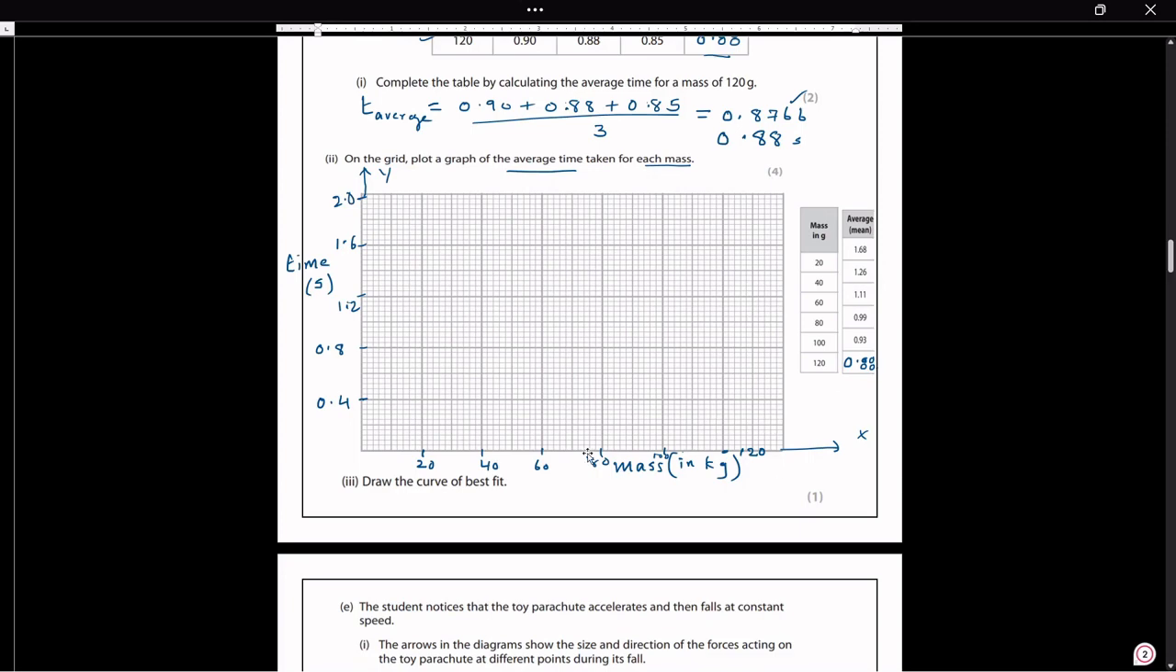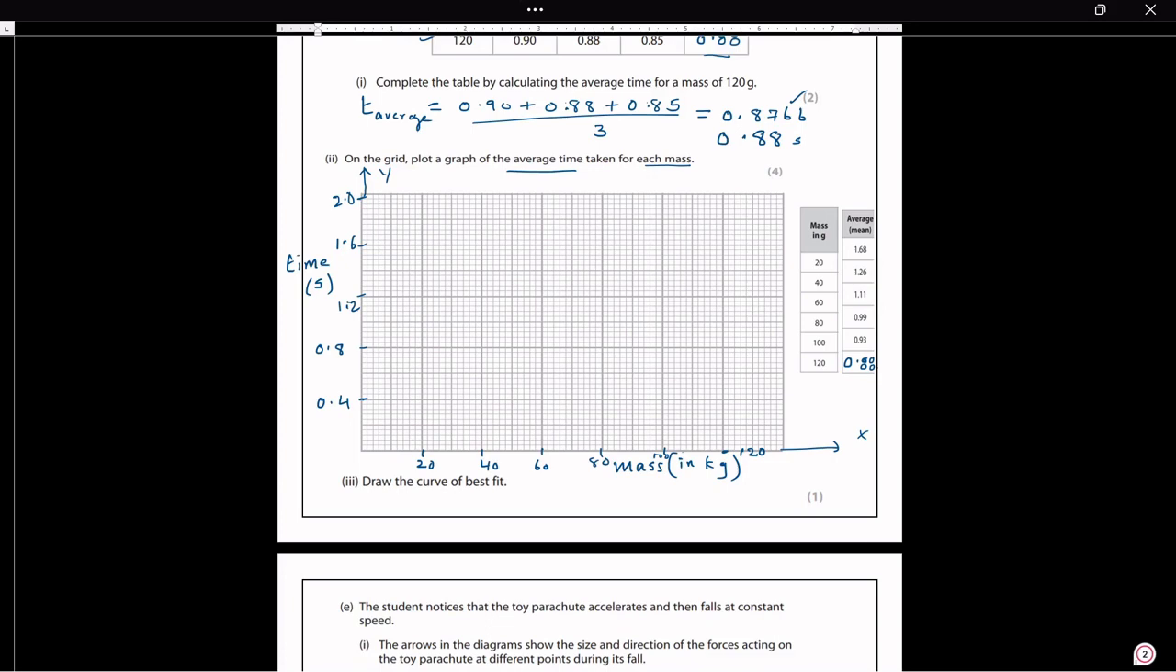Let's start marking the points. For 20 it is 1.68. This is 20. 1.68 means it will be somewhere here.